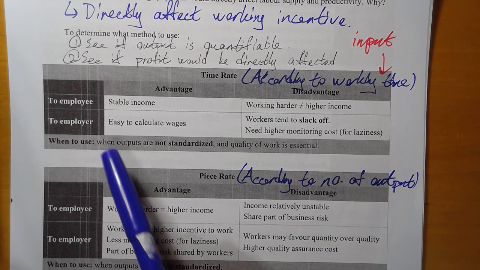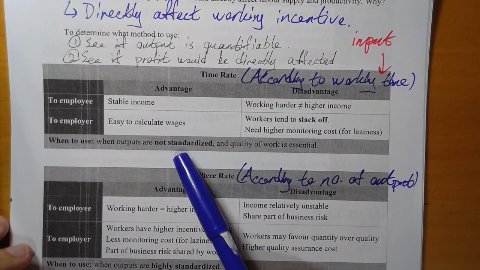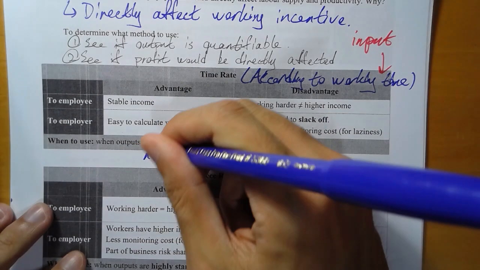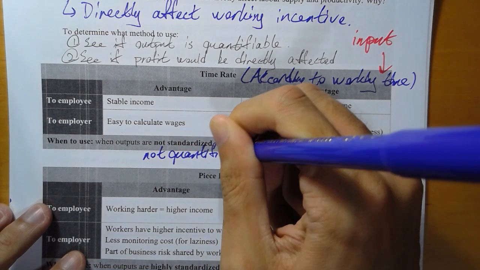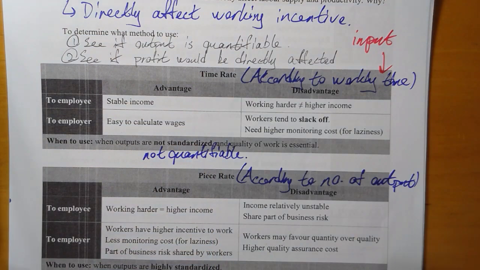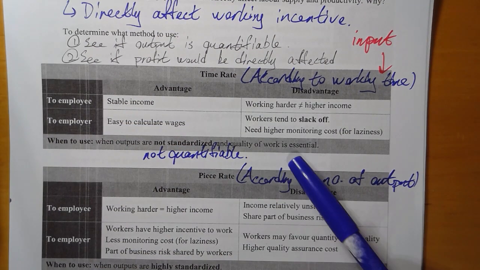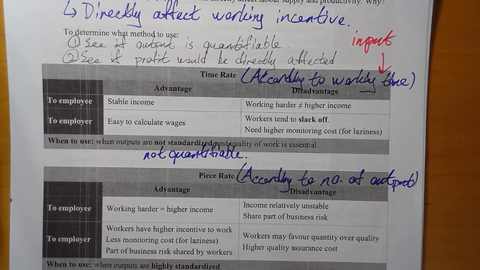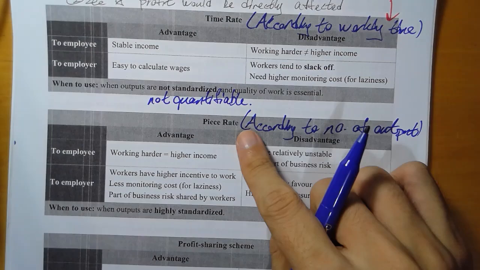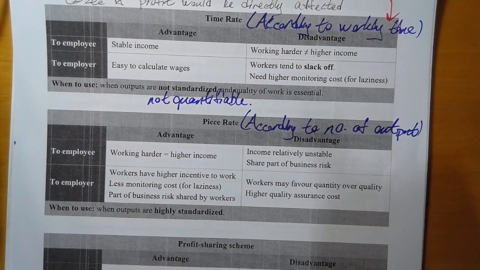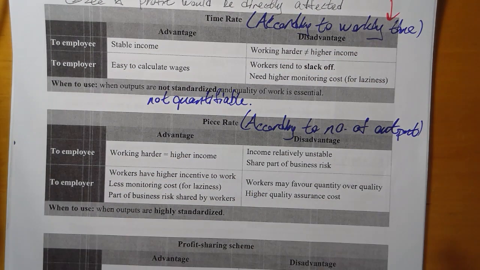We say when outputs are not standardized, or we should say not quantifiable, 都數唔到, and quality of work is essential. Now this one, you may be asking why. Immediately we go to piece rate. 因為點解 piece rate, the more you do, the more you earn. So people would rush.